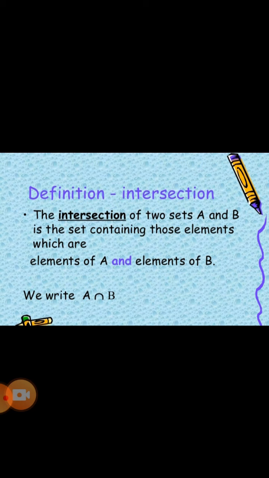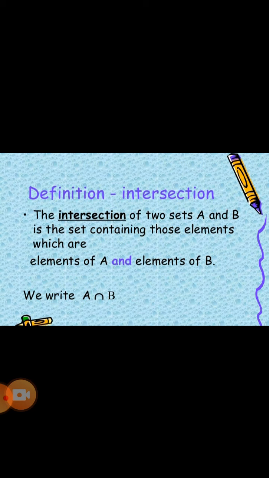Okay, next we discuss intersection. First we discuss the definition of intersection. The intersection of two sets A and B is a set containing those elements which are elements of A and elements of B. We write A intersection B.